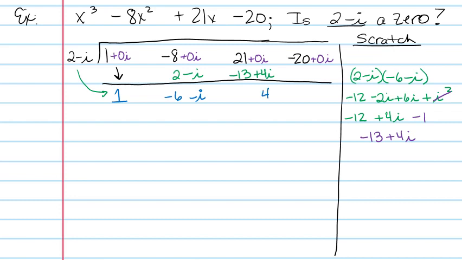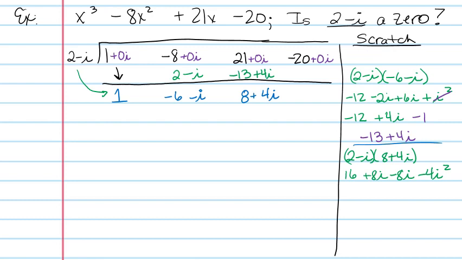Okay, so now I've got to add those two together. So I'm going to have a 4i, and 21 minus 13 is 8. Is that right? Okay, so now I'm going to multiply again. So this time I'm going to do 2 minus i times 8 plus 4i. Okay, so when I multiply this, I get 16 plus 8i minus 8i minus 4i squared.